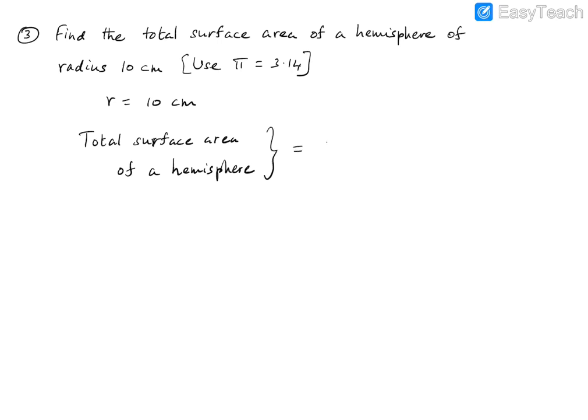The formula for that is 3 pi r square. So we'll just apply the formula and substitute the value for pi and for the radius r, and we will be able to get the answer for the total surface area.